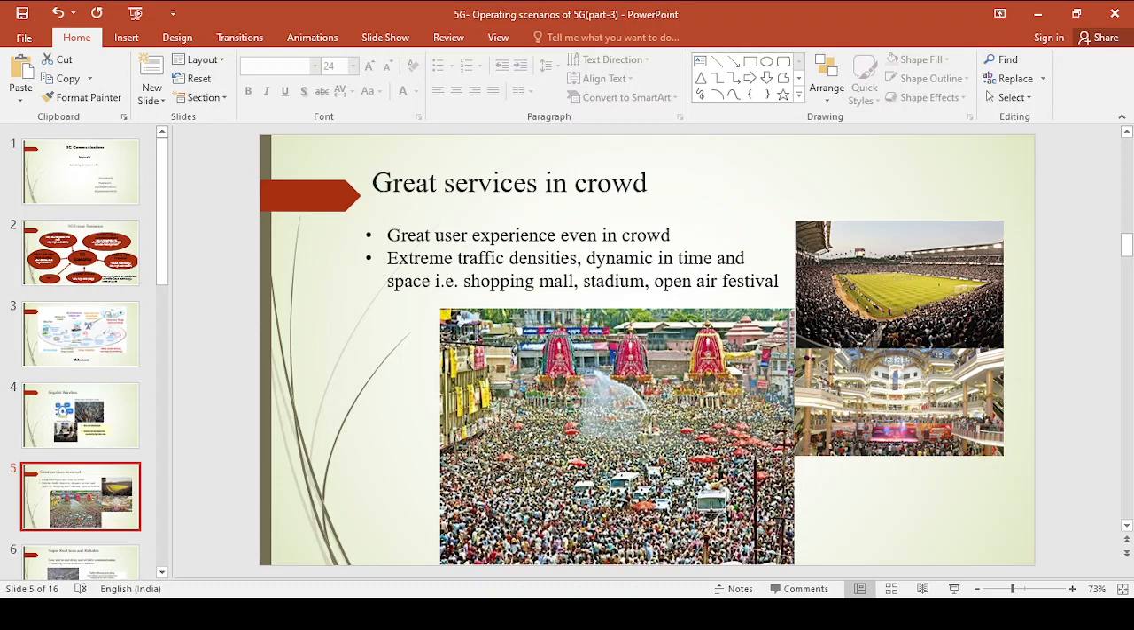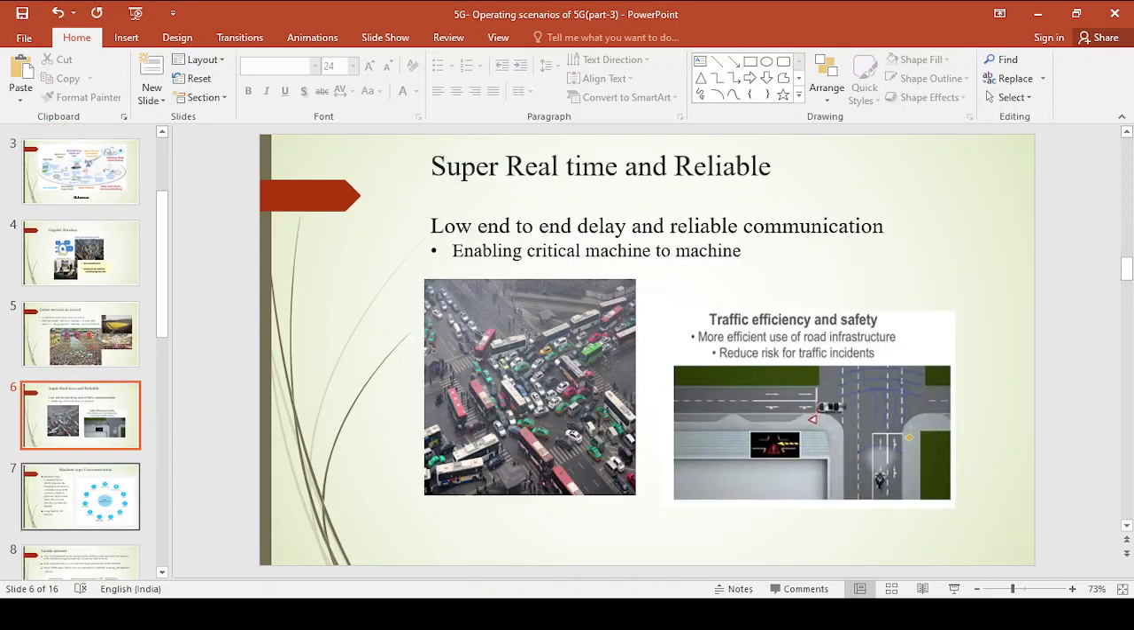At those places 5G also provides its services, but this is absent under 4G or 3G, right? Now this is one more usage scenario. Next we have super real time and reliable. If you see this figure, you will get a clear idea. This is the present situation on the roads. Using 5G, this will be the expected thing, right?